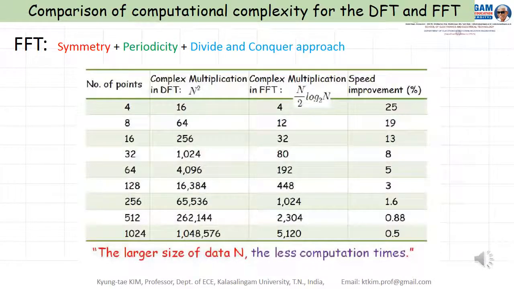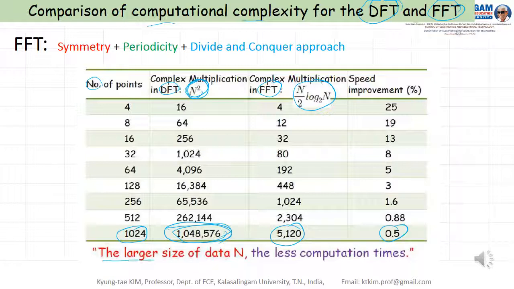Okay, then let's compare the computational complexity of DFT and FFT. In the case of a DFT, you can see the order is n squared. In the case of FFT, we use the property of symmetry, the periodicity properties, and divide and conquer, and the multiplication count is like this one. For example, for n equal 1024 points, in the case of DFT we need this amount of complex calculations. But in the case of FFT, we just need 5120, that's 0.5%.